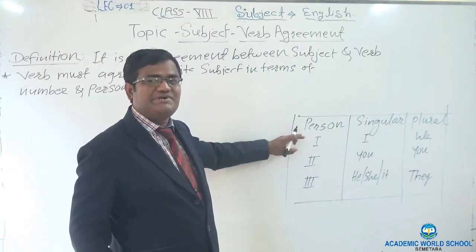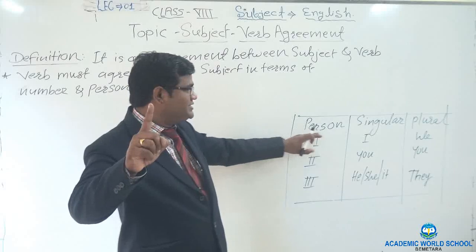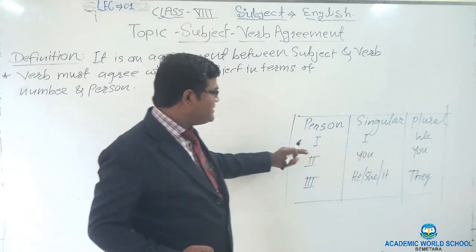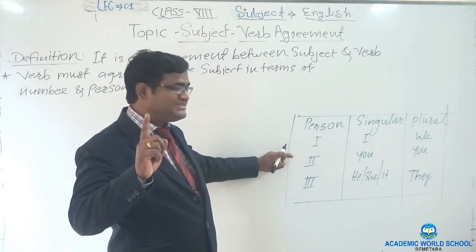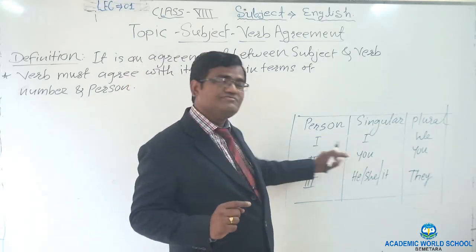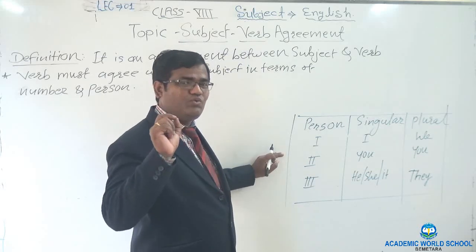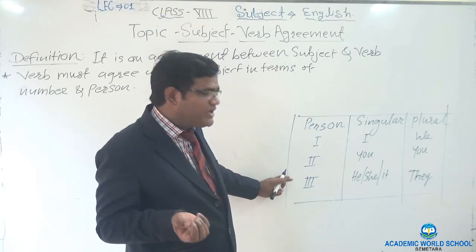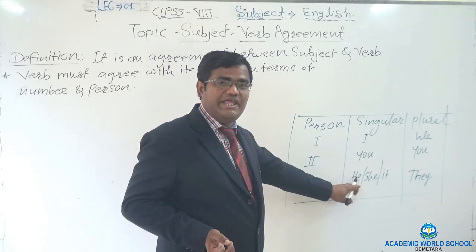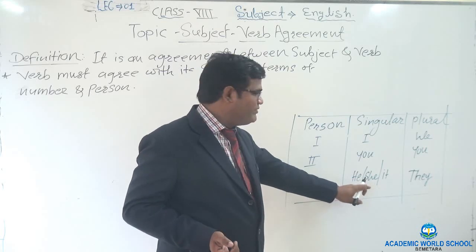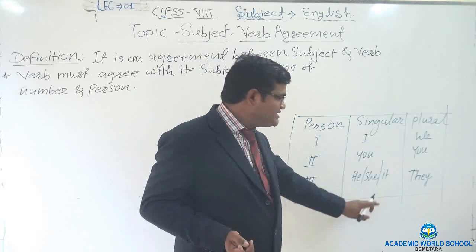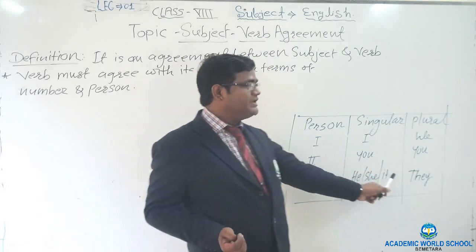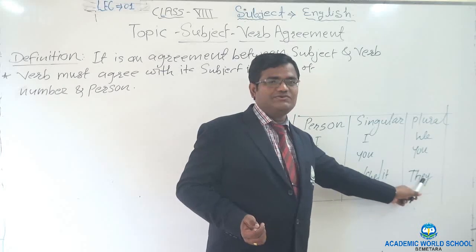Here we find the first person is the speaker. If the speaker is one, I. If the speakers are many at a time, then we. Second person means listener. When the person is one to listen, so you. When the listeners are more than one, then you. Third person, about whom we are talking. If the person is masculine, we can use he. For feminine gender, she. For neuter gender, we can use it. And for the plural subject, we can use they.